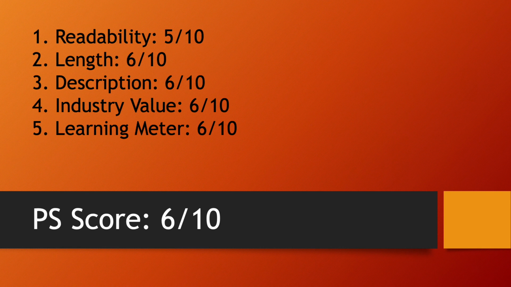Now let's give this paper a PS score. Overall, this paper is a rough read, so it gets 5 out of 10 on readability. At 10 pages long, it scores 6 out of 10 on length. It's a research prototype with average description, so that makes it 6 out of 10. Its industry value and learning meter are decent, so it gets 6 out of 10 on each. Overall PS score is 6 out of 10.